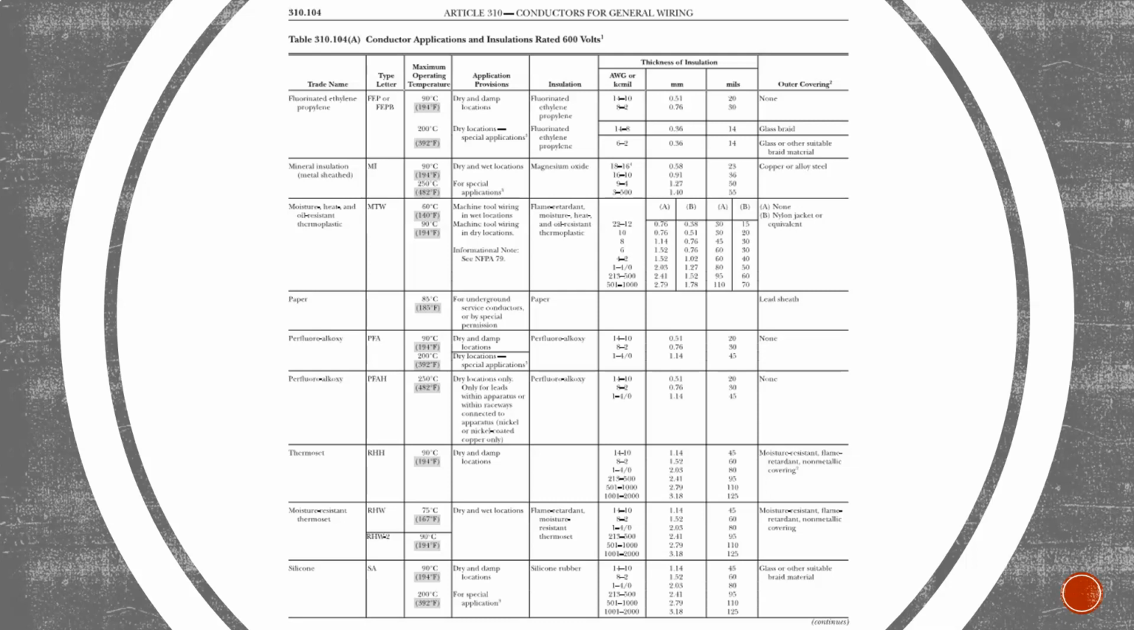Then we have some application provisions, which you can see some of the examples here. It specifies that it's usable in dry or dry and damp locations, or it could list that it's acceptable in wet locations. For insulation type, it actually tells you what the insulation is made of. So if we look down at silicone insulation type, we can see that its insulation is actually a silicone rubber. Then thickness of insulation. We have different information on the size of what the actual insulation is in terms of its thickness in both millimeters and mils. And then finally we have if the conductor has an outer covering. So some conductors may have something like a nylon outer coating or something to that effect, and that'll be listed here in the outer covering.